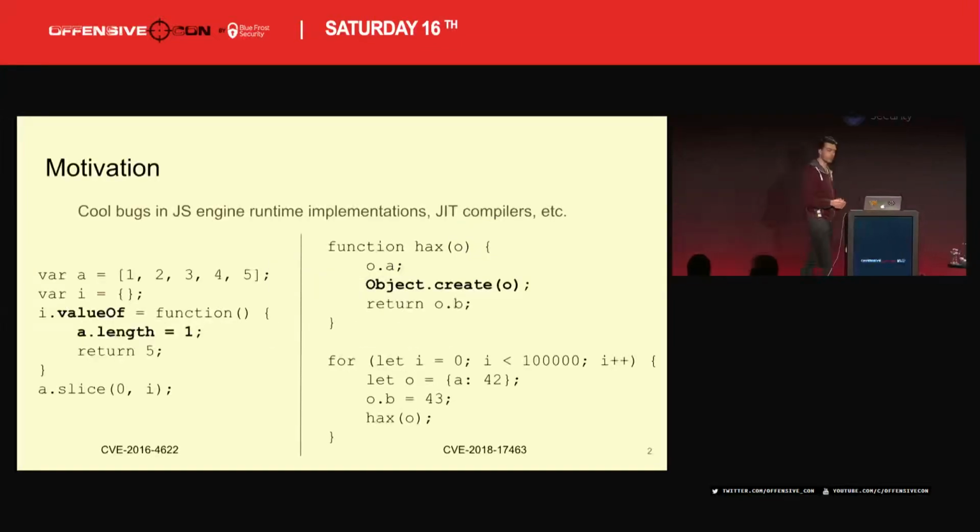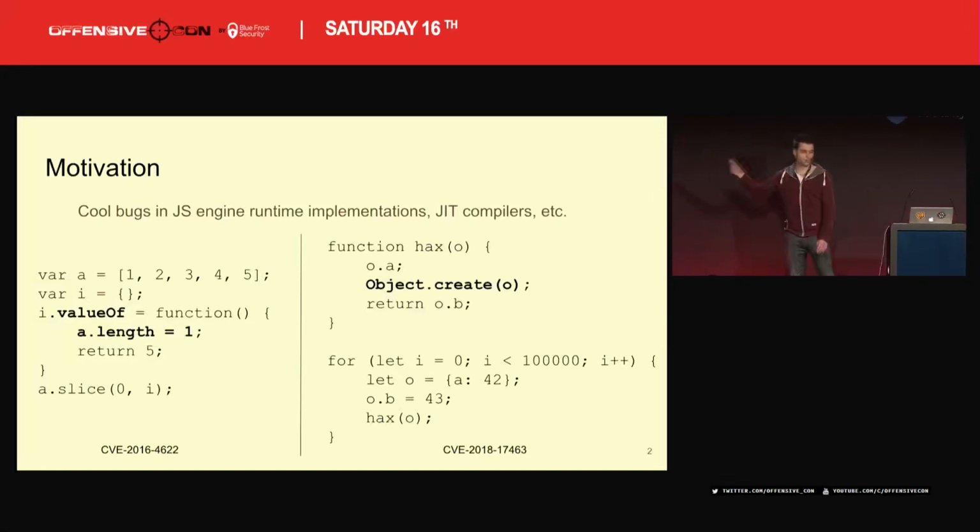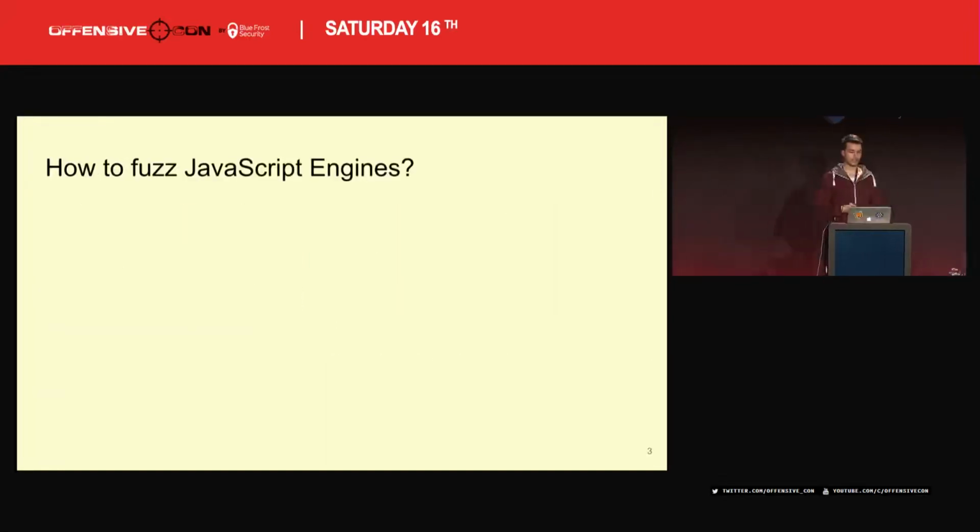Start with some motivation. On this slide, you can see two proof of concepts for fairly common JavaScript engine bugs. It's not really important what the bug here is in particular, so you have the CVE numbers, you can look it up. But this is just to give you an idea what the kind of code is that we are trying to find through fuzzing. And so let's think about how we could write a fuzzer that generates code like this. I guess the question is how do we fuzz JavaScript engines?